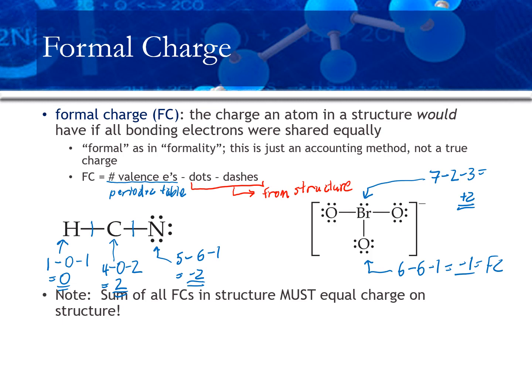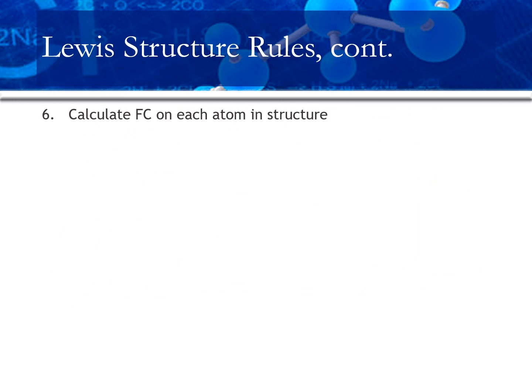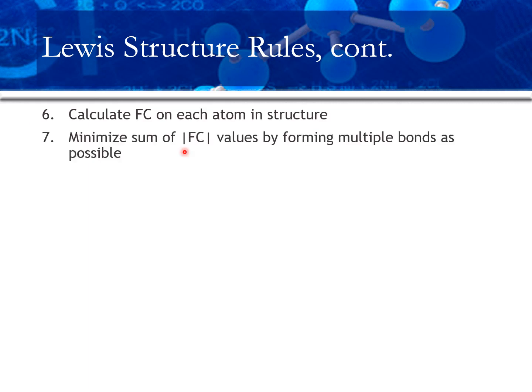Now that we have formal charge defined, let me add 2 more rules to forming Lewis structures. So rule number 6, calculate the formal charge on each atom in your structure, and then in order to get the best structure, you want to minimize the sum of the absolute values of the formal charges by forming multiple bonds as possible in your structure. That is, use some of the non-bonding electrons to form double or maybe even triple bonds so as to minimize the total amount of formal charge in the structure. I'll show you examples.